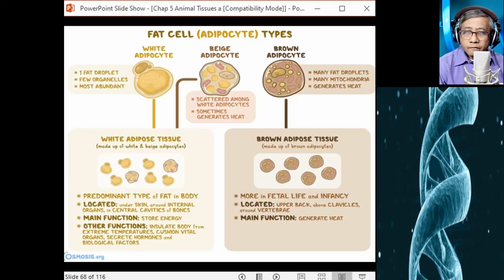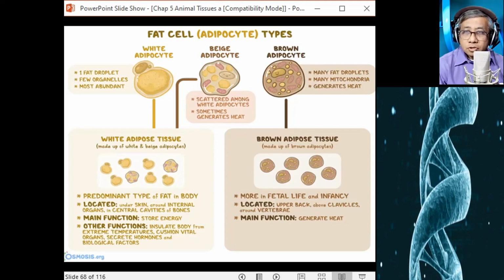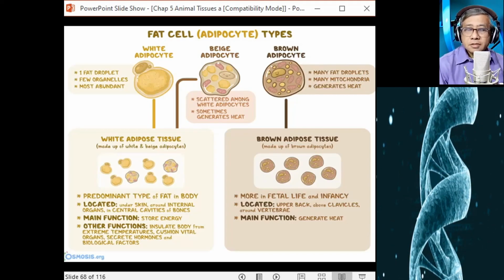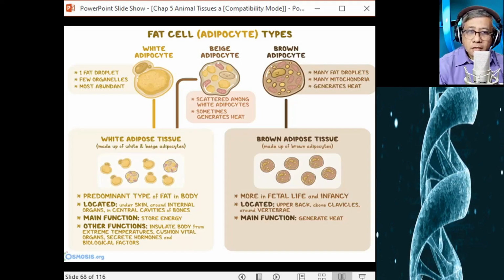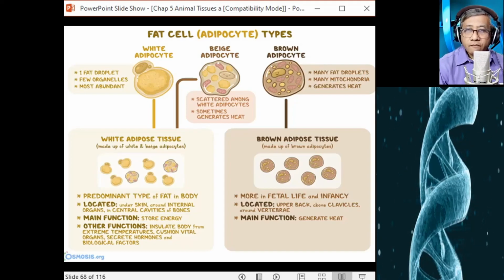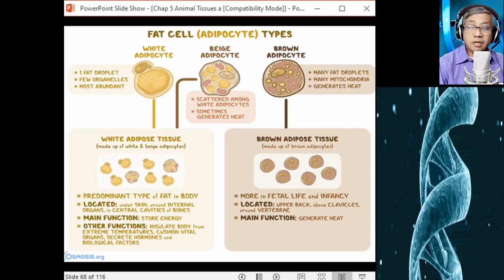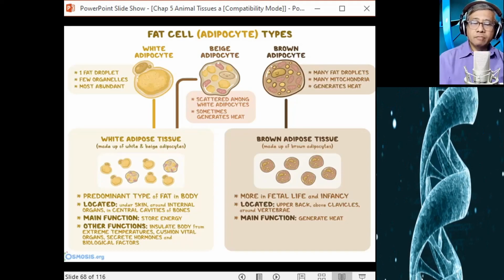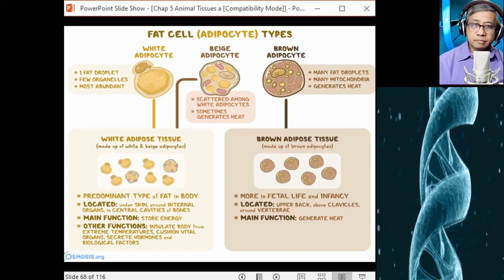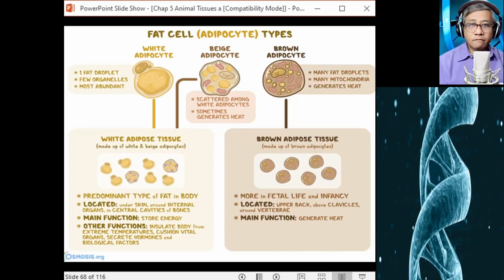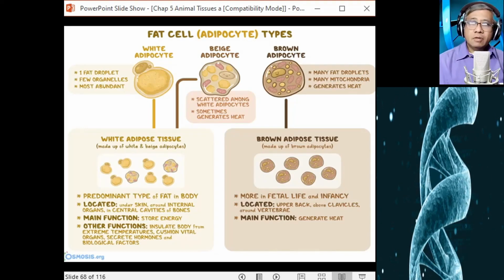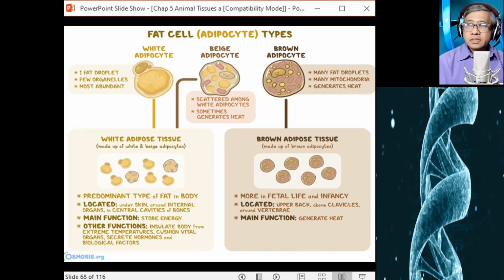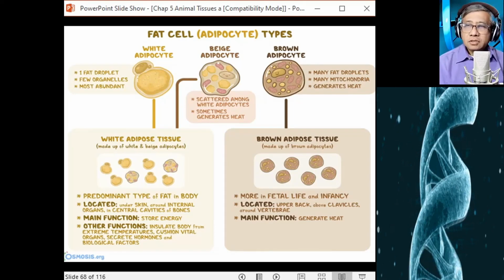Regulation of temperature, cushioning of vital organs, creating hormones, and biological factors. So again, these white adipocytes are greatly involved in the regulation of body temperature and cushioning of vital organs. Okay, what about the beige adipocyte or beige adipose tissue?